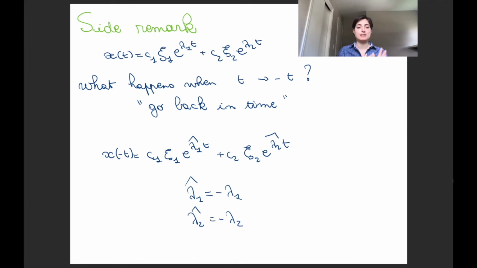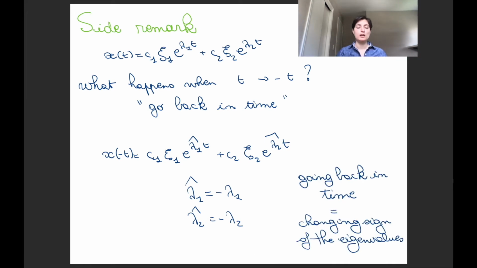So we can replace lambda 1 with lambda 1 hat, which is minus lambda 1. That means that when we are changing time, what we're actually doing is changing the value of the eigenvalue and changing the sign. This means that we can actually just consider the situation in which lambda 1 and lambda 2 are negative and know that once we find the trajectories, the behavior of x for lambda 1 and lambda 2 negative, we know the trajectory for lambda 1 and lambda 2 positive because it's going back in time.